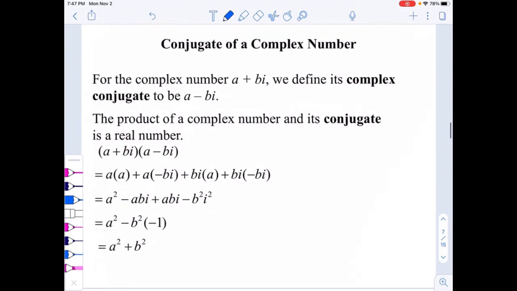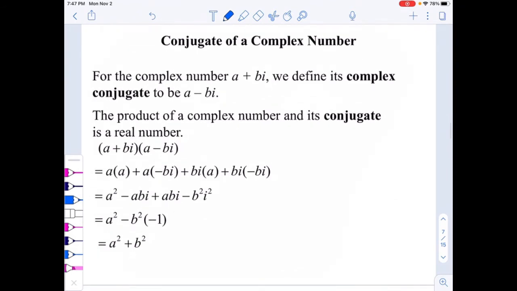So looking at the conjugate of a complex number, we talked about conjugates in our prerequisite skills, so continuing on with the conjugate of a complex number, it says for the complex number a plus bi, we define its complex conjugate to be a minus bi. Remember, a conjugate is just multiplying by exactly the same setup, but changing the sign. So if it's a plus sign, we use a minus sign. If it was a minus, we use a plus.